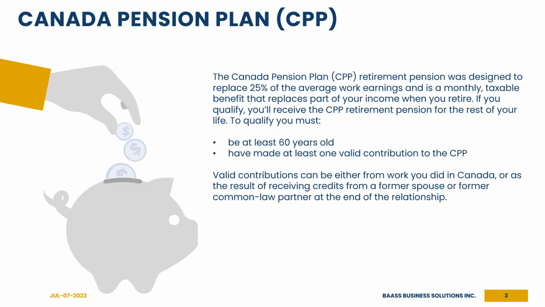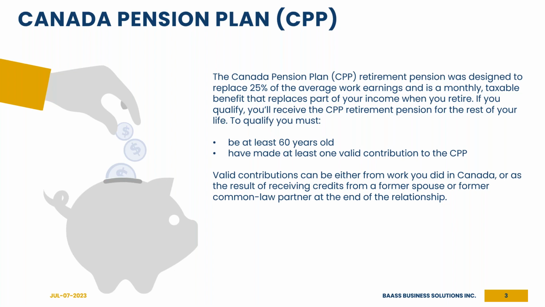So the Canada Pension Plan or Retirement Pension Plan was designed to replace 25% of the average work earnings and is a monthly taxable benefit that replaces part of your income when you retire. If you qualify, you'll receive CPP pension for the rest of your life. To qualify, you must be at least 60 years of age and made at least one valid contribution to CPP. Valid contributions can either be through work you did in Canada or as a result of receiving credit from a former spouse or former common law partner at the end of their relationship.